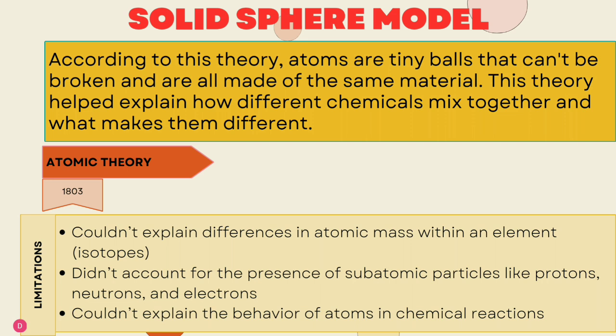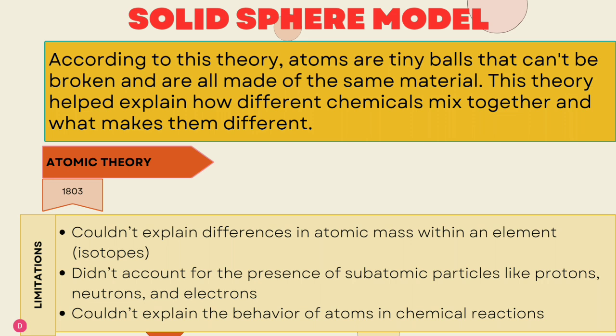Solid sphere model. According to this theory, atoms are tiny balls that cannot be broken down and are all made up of the same material. This theory helped to explain how different chemicals mix together and what makes them different.